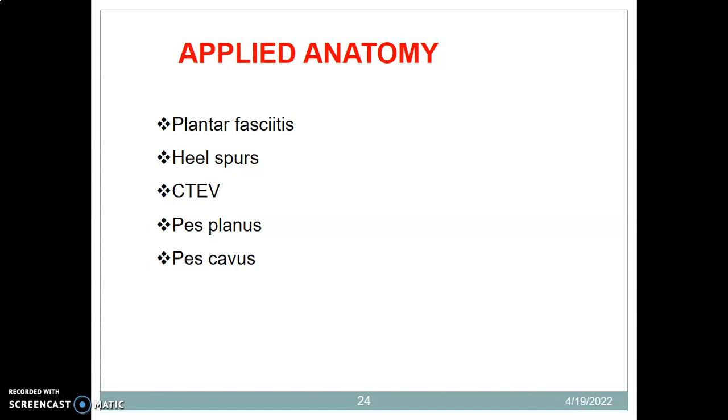Then we have pes planus, which is flat foot. Okay, so when the arcs of the foot are not well developed, you get flat foot. That's pes planus, and pes cavus is when it is a high arched foot. So you need to understand all these conditions of the foot because this is the applied anatomy aspect.